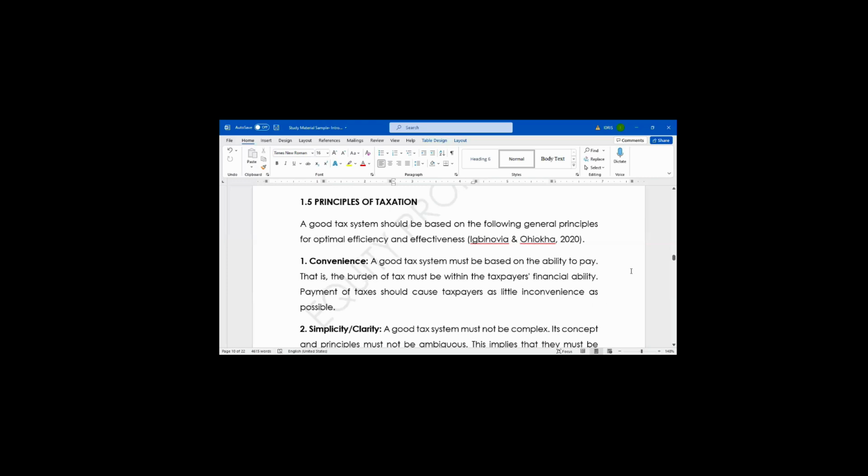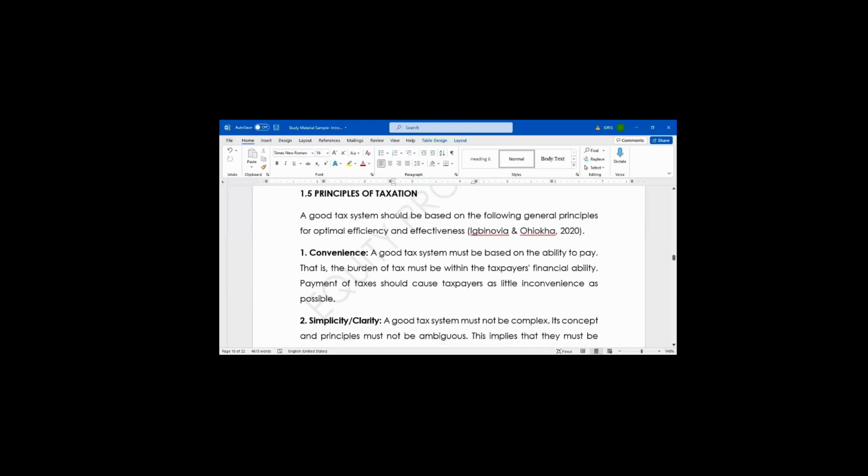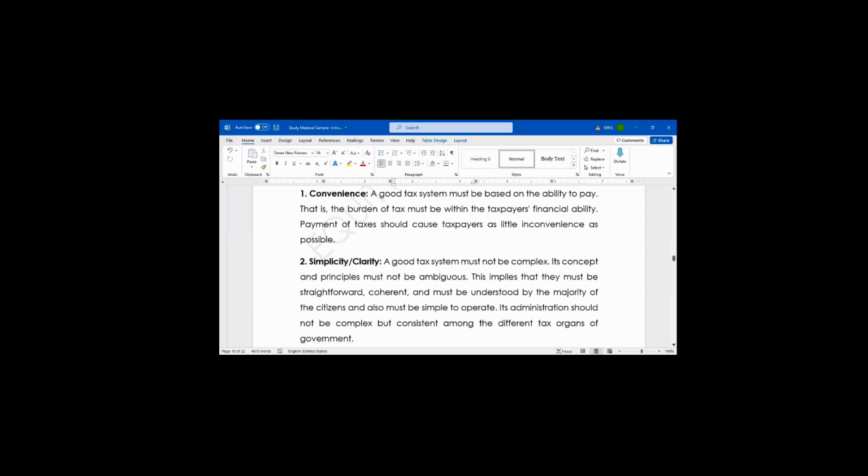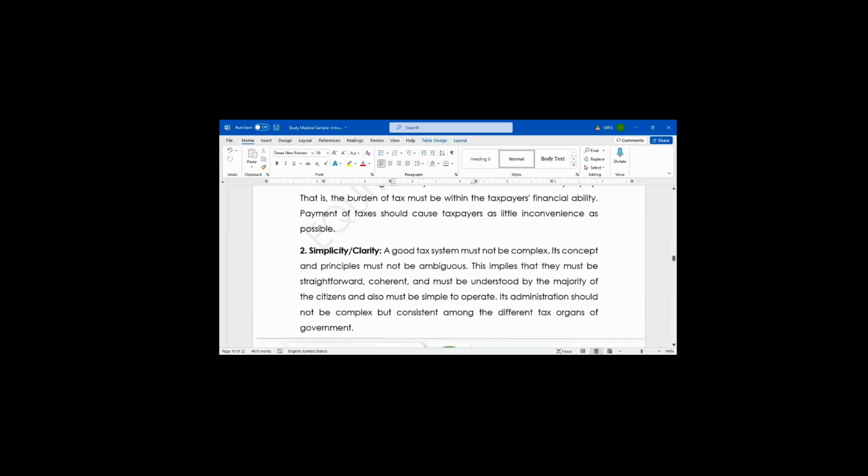That is principles of conveniency. Another principle we should look at, principles of simplicity. Principles of what? Simplicity. A good tax system should not be complex. A good tax system should be written in a straightforward language, simple language. It should be easy to administer, clear and well understood language.